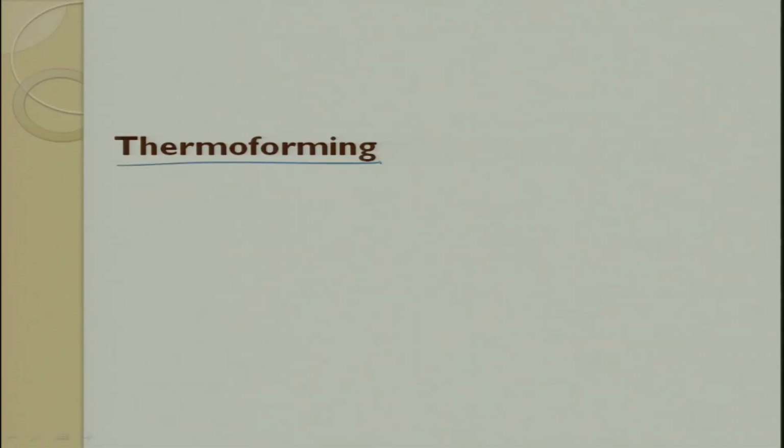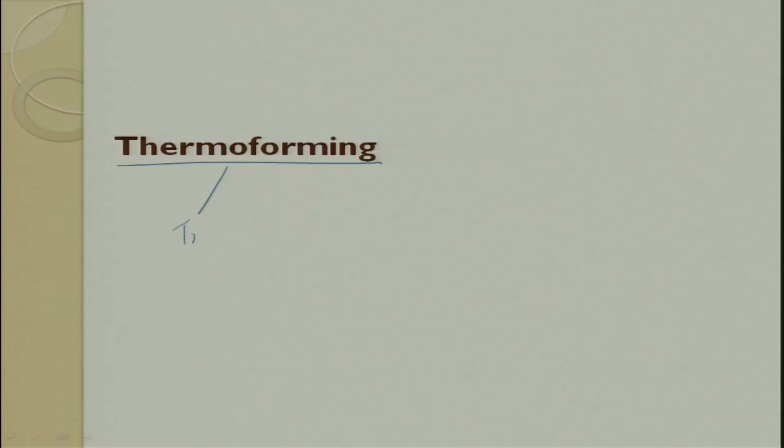The next process for discussion is going to be thermoforming. So, it is very clear, it is thermo. I am applying temperature, and the next thing is I am going to give a form. Form is basically I will have a die and I will try to give a shape to it. So, thermoforming is the next process which we are going to discuss.